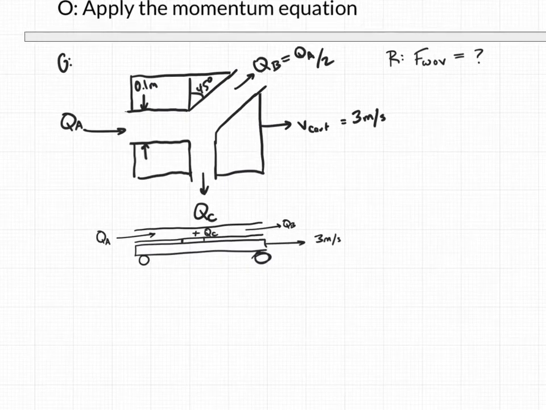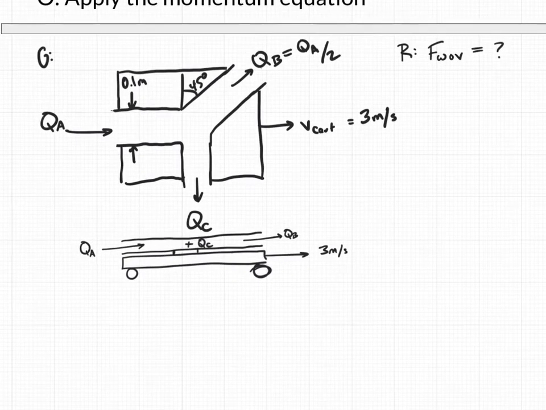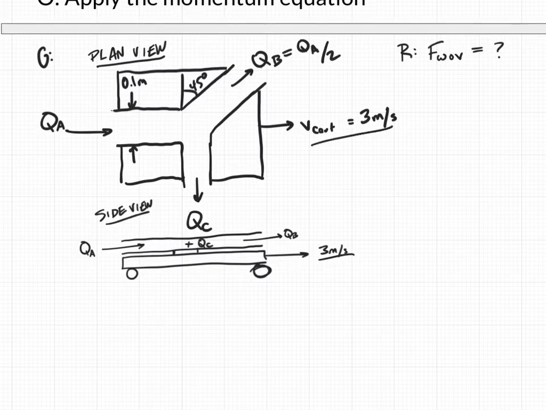Okay, so what we've got here, and this is interesting. This right here is the plan view. For those of you who are unfamiliar with the plan view, what that means is that you're looking straight down on something. And this right here is the side view of the same thing. What we've got is some kind of weird cart, and the cart is moving to the right at 3 meters per second.